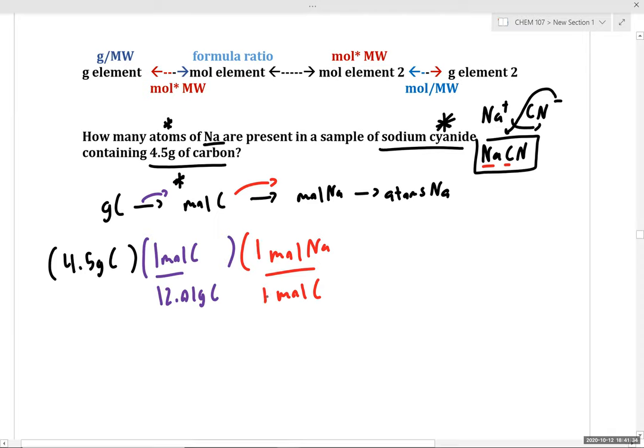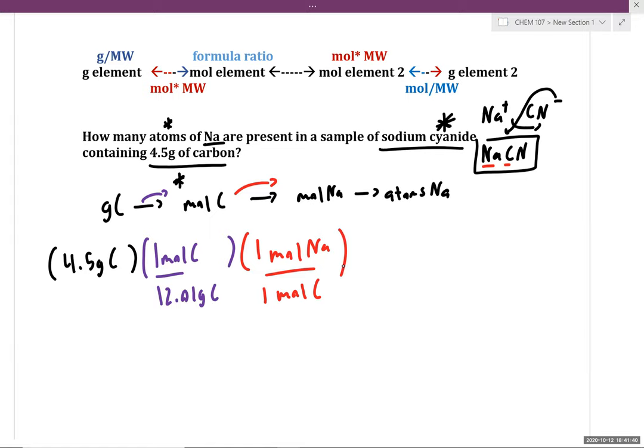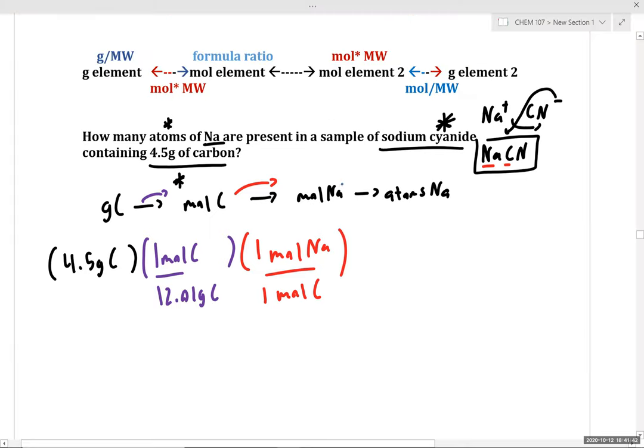We have a 1-to-1 ratio. We have 1 mole of sodium per 1 mole of carbon, exactly right. And then finally, to go from the moles of sodium to the atoms of sodium, how many atoms are present in a mole? What number do we use? How many atoms are in a mole?